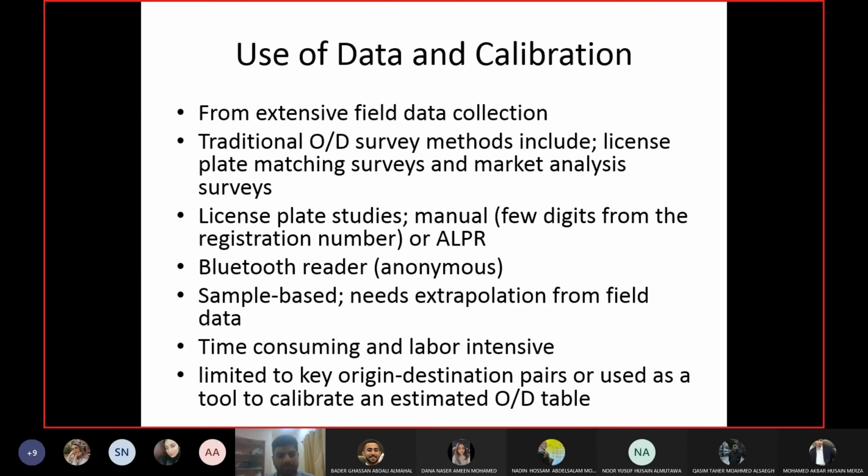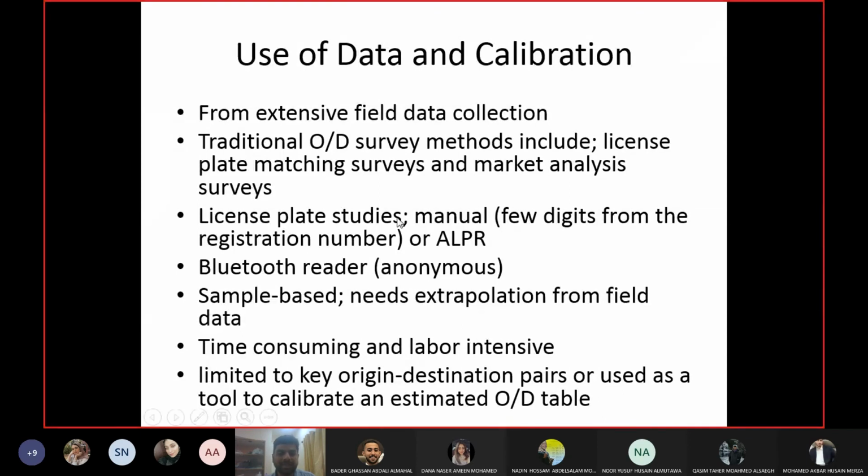But in the end, you will have a sample of data. So you can use the analytical approach, which is the gravity model, or you can use the field data using one of these studies, but then you have to extrapolate the matrices which you are getting using the field data. That's why we said using field data to generate OD matrices is very extensive, labor intensive, time consuming, and a very cumbersome process.